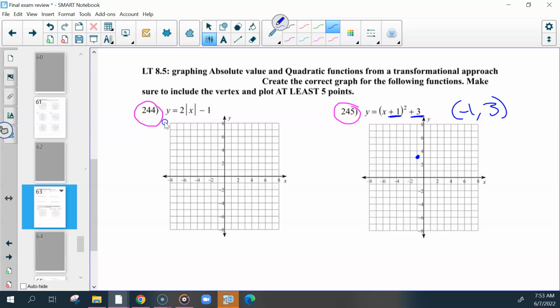From there, this is a quadratic. In a normal quadratic, you go up 1 to the right one, up 1 to the left one. And this one doesn't have anything on the outside, so we're going to do the same thing. And then go out to the right 2, and up 4. And out to the left 2, and up 4.